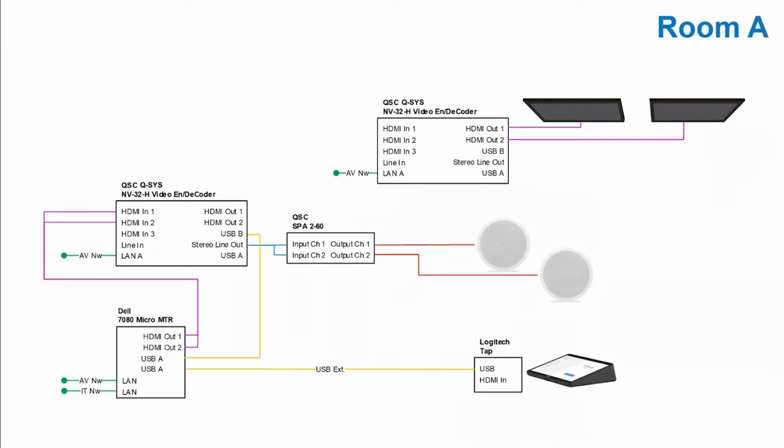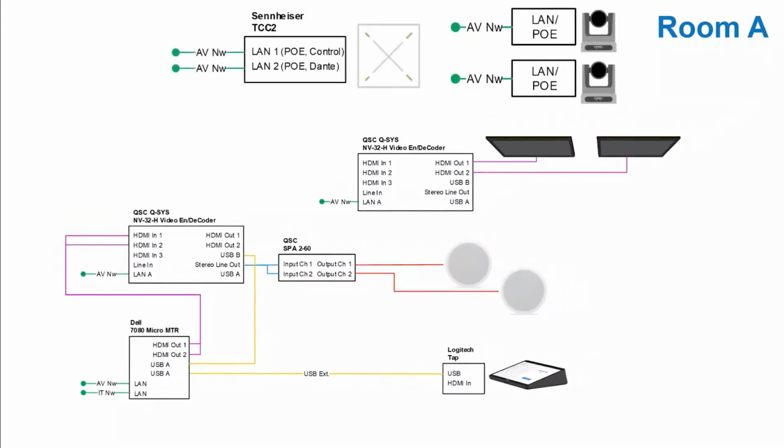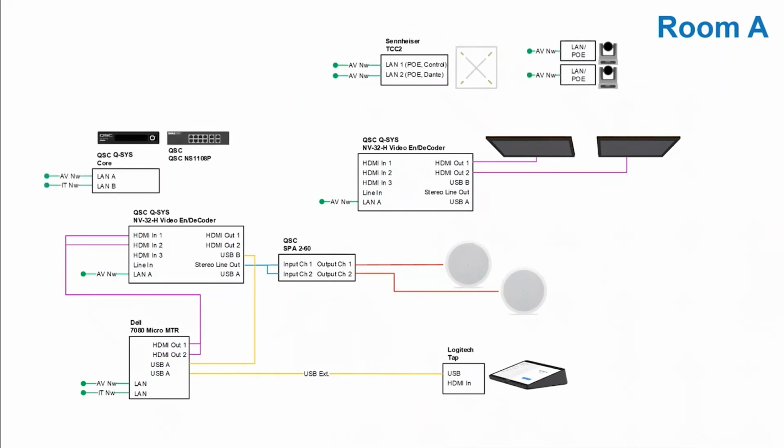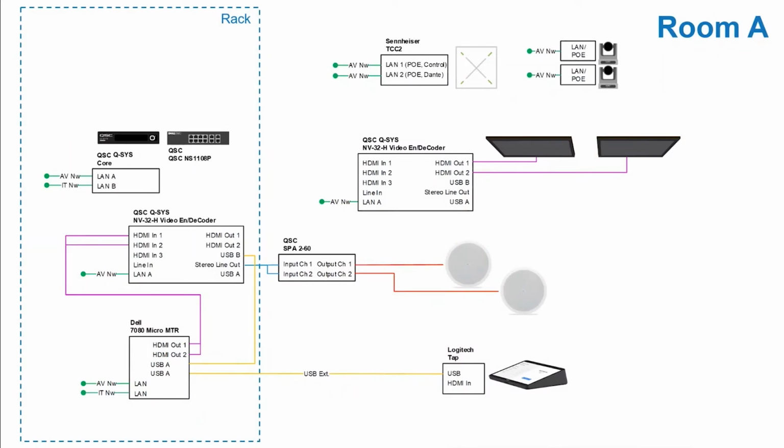Add in, as we did before, our microphones, and we'll have a couple of cameras here. And then just to round everything off in this room, we'll have a core. And in this case, it could well be a Core Nano, because all of our I/O is being taken care of by these NV32s. And if you don't know, a Core Nano is a half rack unit core. It's about half the power of a Core 110F, and it doesn't have any analog inputs or any GPIO on it. It's all based around the network, which of course means it's quite cost effective while still being really, really powerful. And then we've got a QSC NS1108P switch there as well.